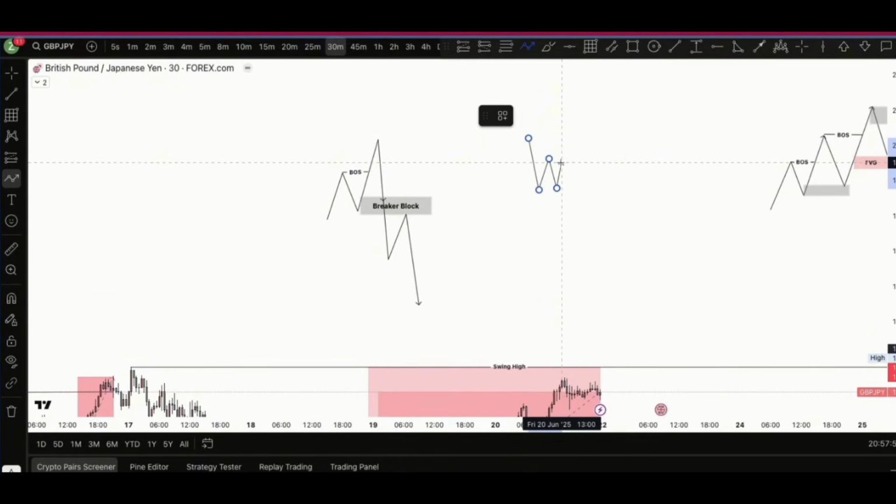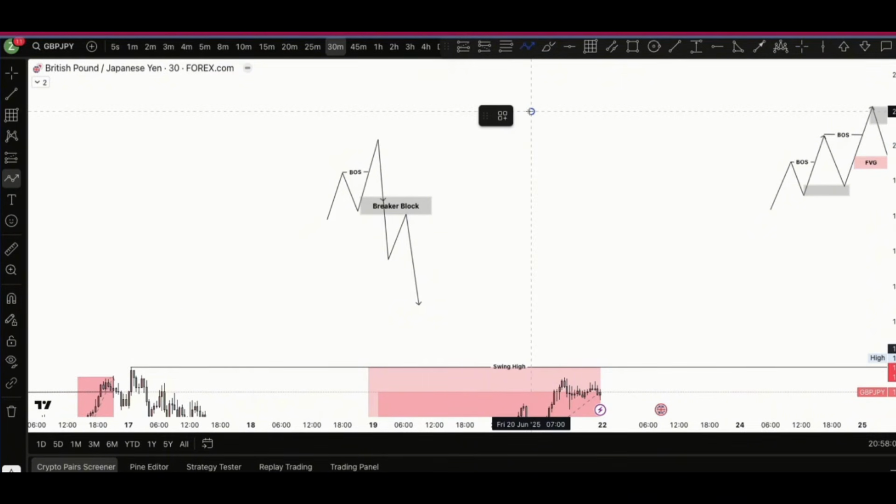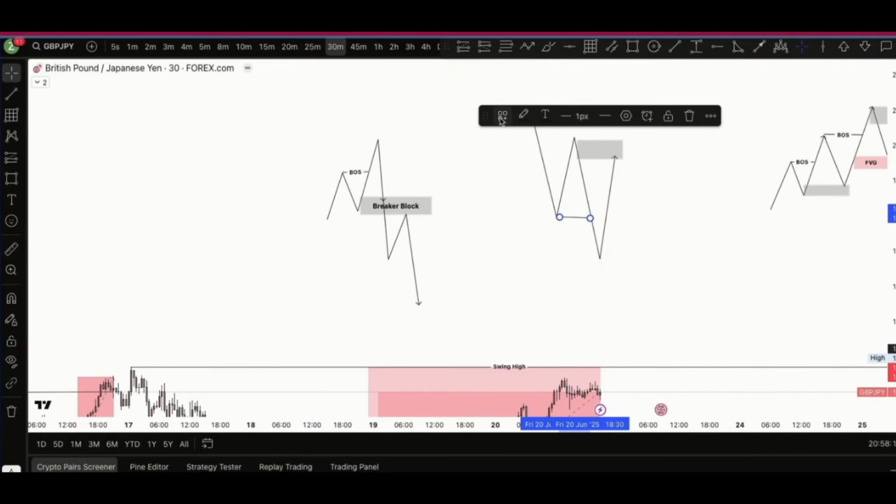So we expect, I didn't draw it well. This is a bearish move. Good. So we expect price to come in and what? Respect this breaker block, this order block here. This is a break of structure.